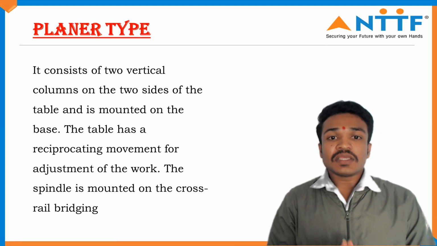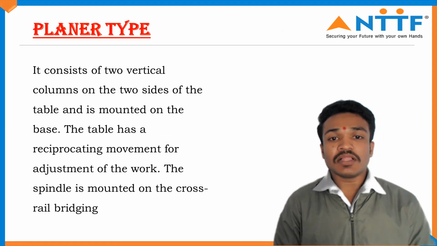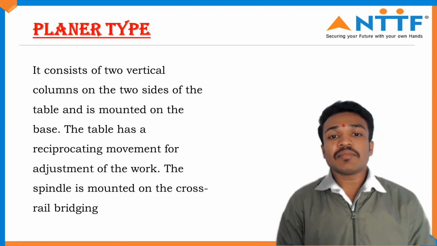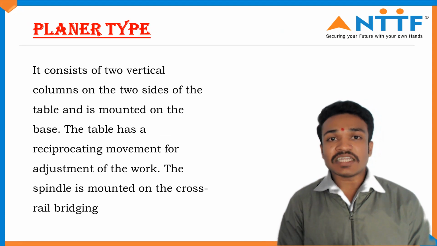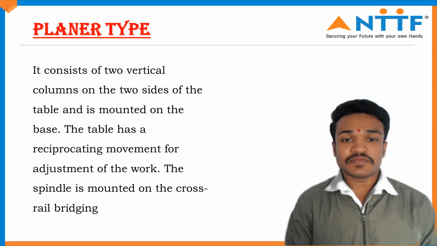In the planar type, it consists of two vertical columns on the two sides of the table and mounted on the base. The table has a reciprocating movement for adjustment of the work. The spindle is mounted on the cross rail of the bridging.